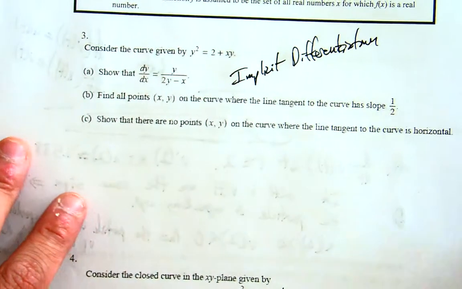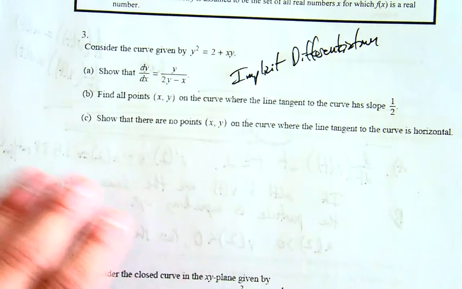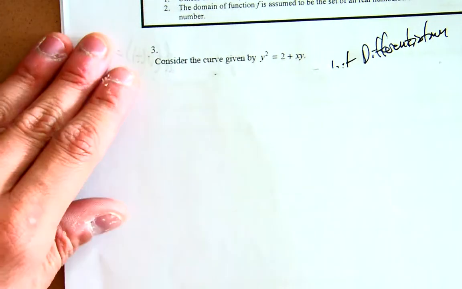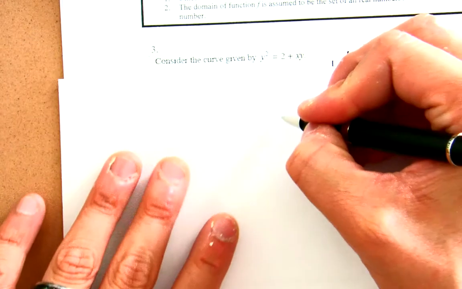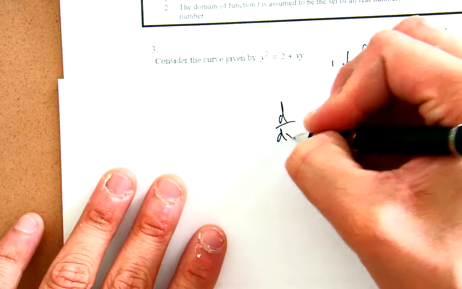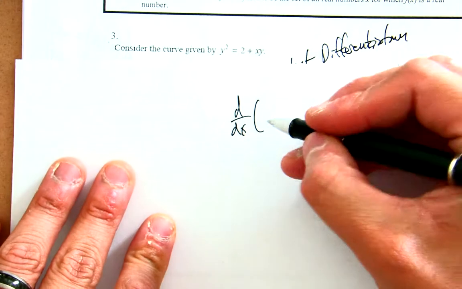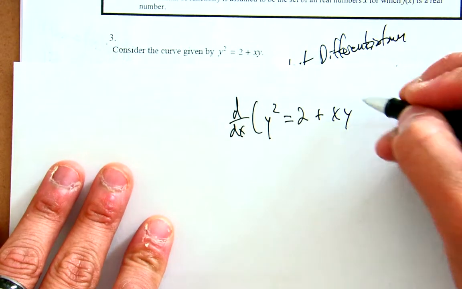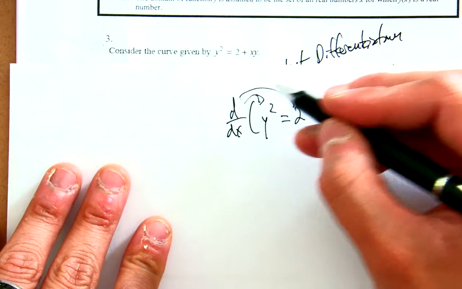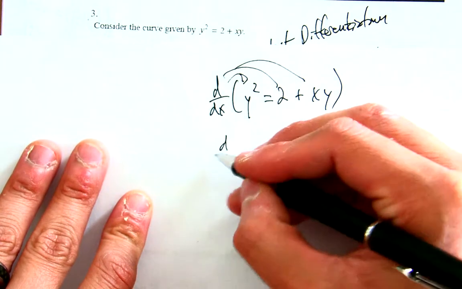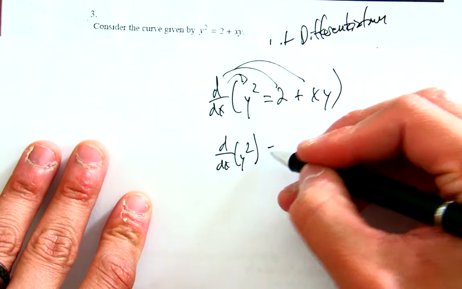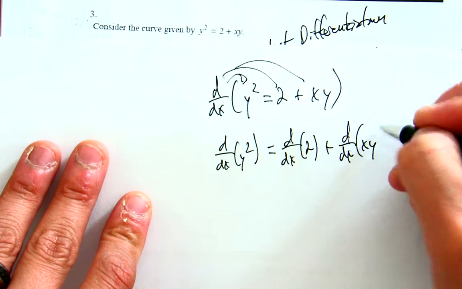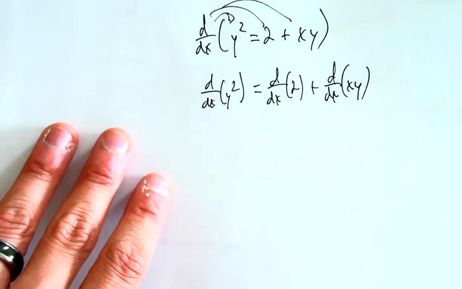Okay, so we're going to do part A on a separate sheet of paper so it's clear. So for part A, I'm going to take my equation here and apply d/dx. So the first thing you need to do is take the derivative with respect to x of y squared equals 2 plus xy. And we distribute the derivative to each quantity, and we get d/dx of y squared equals d/dx of 2 plus d/dx of xy. You don't have to do this, you can skip this step, but I'm just writing it out.